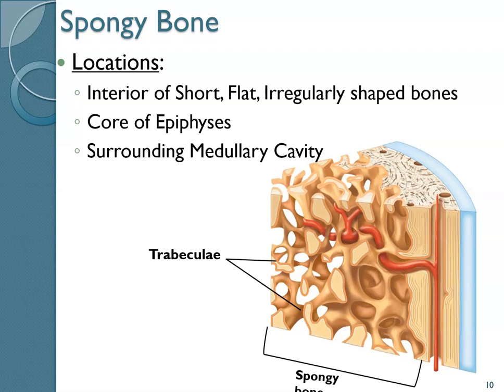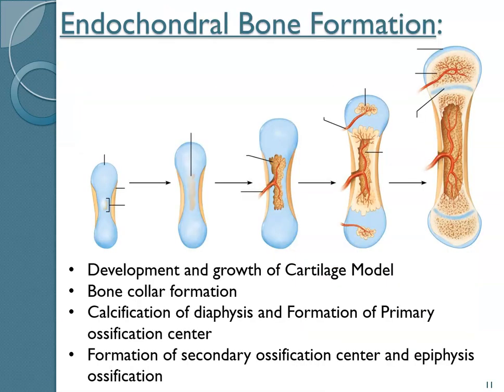So spongy bone, we have flat, irregular-shaped trabeculae that make it up. Okay, and these are mainly found in the interior portion of bones, whether it's short, flat, irregular-shaped, or in the epiphysis of long bones. These spaces, which we'll talk about, are great for red bone marrow that we talked about.